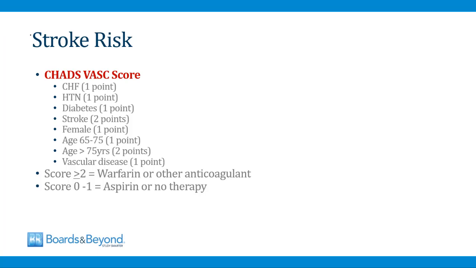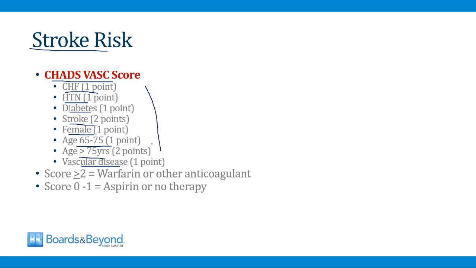So in order to determine the appropriate regimen to reduce the risk of stroke in patients who have atrial fibrillation, you first need to determine the patient's stroke risk. And this is done using the CHA2DS2-VASc score. The CHA2DS2-VASc score is a point system. Patients with a history of heart failure get a point. The same is true for patients with a history of hypertension or diabetes. History of a stroke is 2 points, female gender is 1 point, age 65 to 75 is 1 point, and age over 75 is 2 points, and vascular disease is 1 point. This would be things like peripheral vascular disease or carotid artery disease.